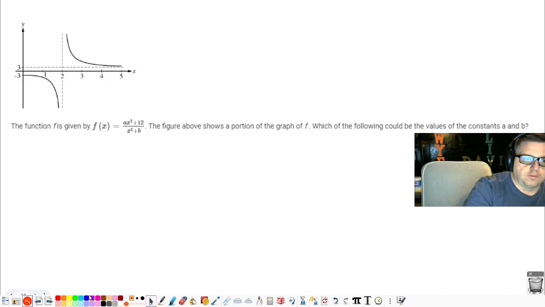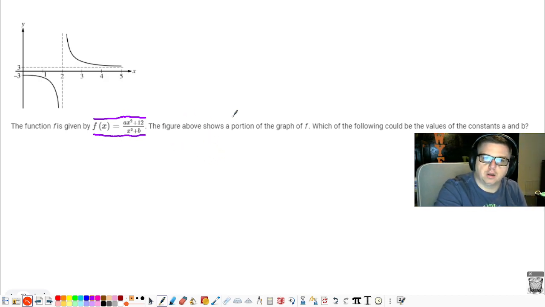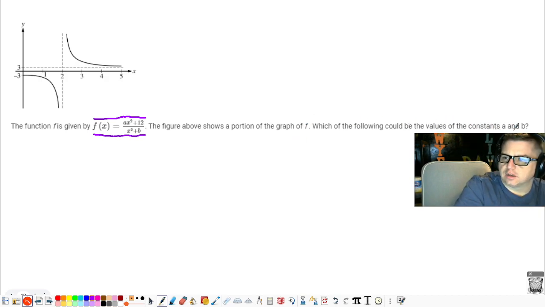But the function f is given by this function right here. The problem is we have 2 values, a and b, that we don't know. The figure above shows a portion of f. Which of the following could be the constants a and b?